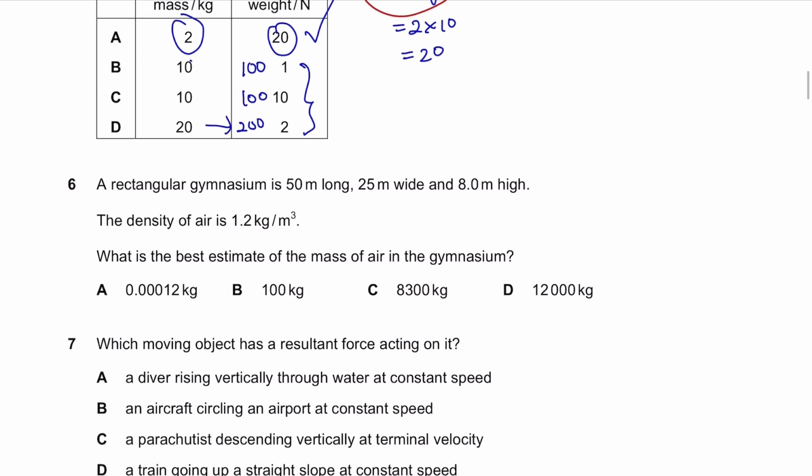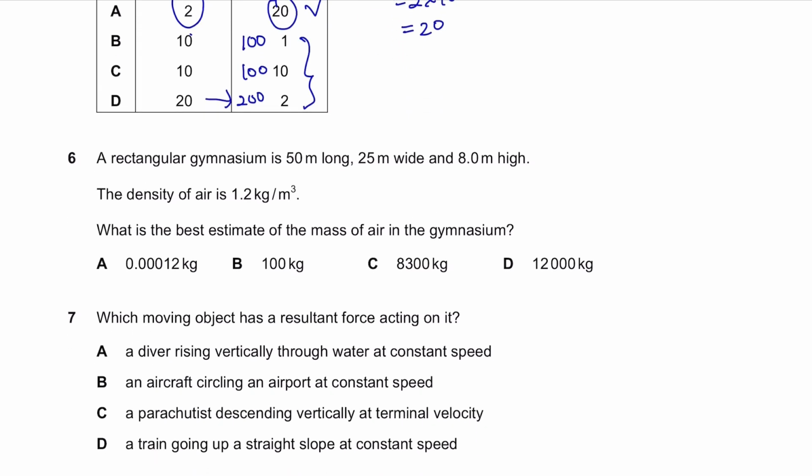Question 6. A rectangular gymnasium is 50 meters long, 25 meters wide, and 8 meters high. The density of air is 1.2 kilograms per meter cube.